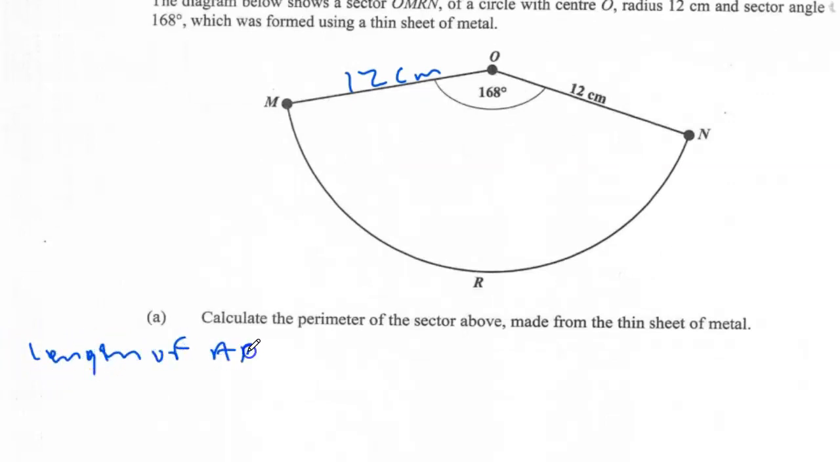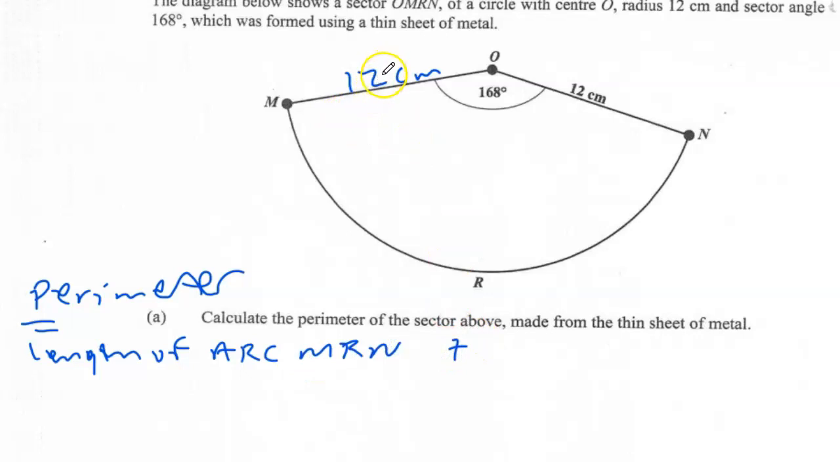Length of arc. So the perimeter of the entire sector is the length of the arc MRN plus this 12 plus this 12. Perimeter is the distance around, right? So O to M, right around N and back to O. Notice O to M and O to N are both 12, so I put 12 plus 12.